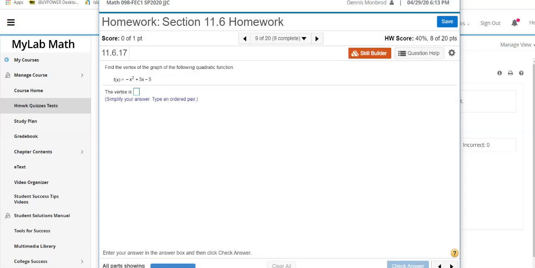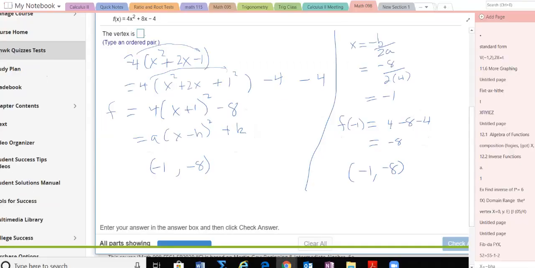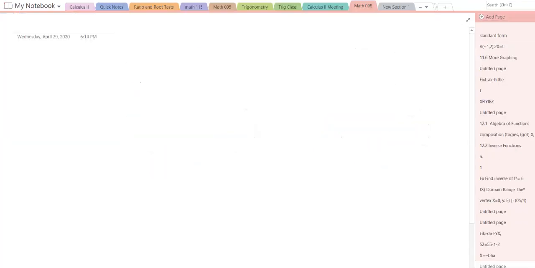They already gave us another one here. Find the vertex. Again, I'm going to skip that one because we've done several of those. Okay, now here we can do some matching. We don't want to do a lot of work for this. We're doing as little work as possible. That's the idea. So I'm going to go ahead and just copy this over.